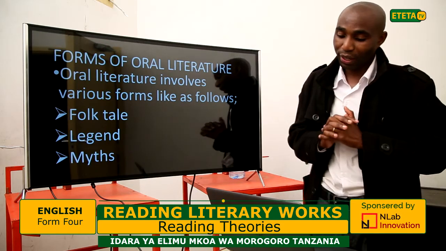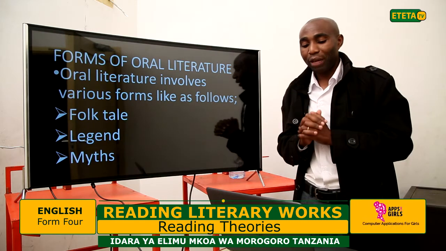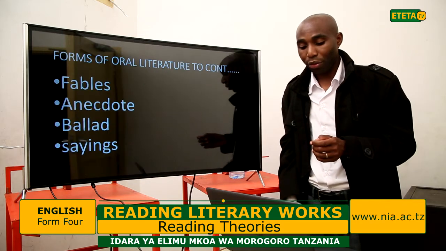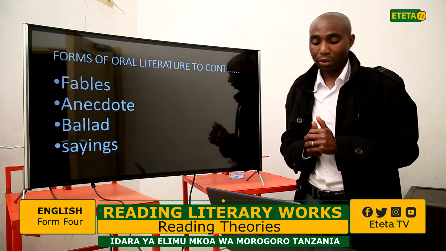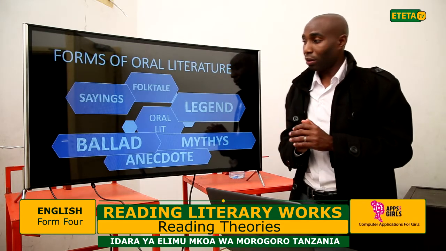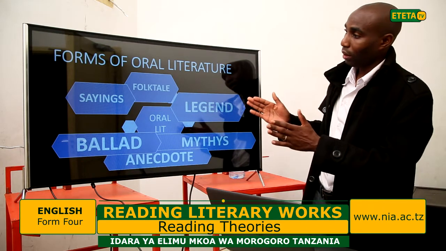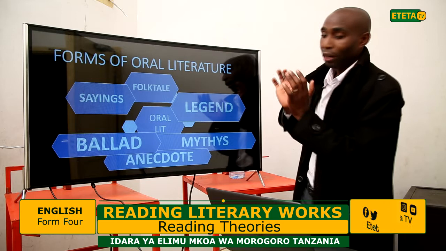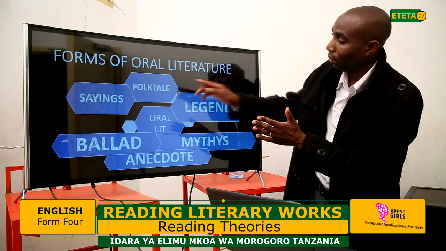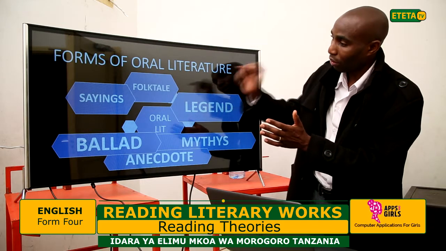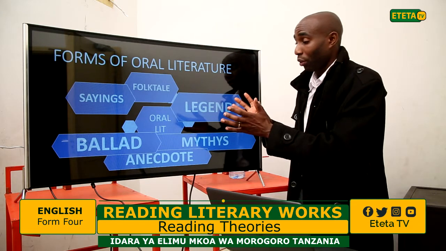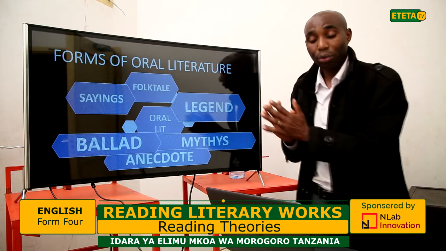Forms of oral literature. Oral literature involves various forms like folktales, legends, myths, fables, anecdotes, ballads, and sayings. Can you see the picture on the screen showing how the forms of literature appear? This one is a folktale, legend, sayings, ballads, myth, and anecdote. These are all forms of oral literature in general.